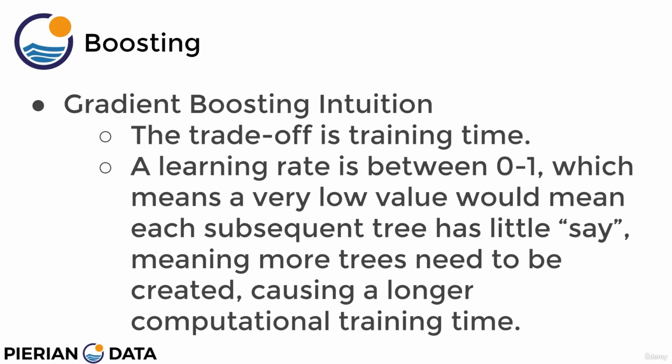Now, what's the actual cost here? Why don't we just do gradient boosting all the time? The real trade-off is training time. Since a learning rate is set to be between 0 and 1, that means a very low value would mean each subsequent tree has very little say, because you're multiplying it by a very small number, meaning that more trees would need to be created, causing a longer computational training time. So we often think of learning rate as a trade-off between learning rate versus number of estimators. The lower your learning rate, the more number of estimators or decision trees you're going to need in series to really have an effect. And then the larger the learning rate, that means those subsequent decision trees are going to have a large effect, which means they'll just take a few decision trees to really start heavily modifying that y hat value.